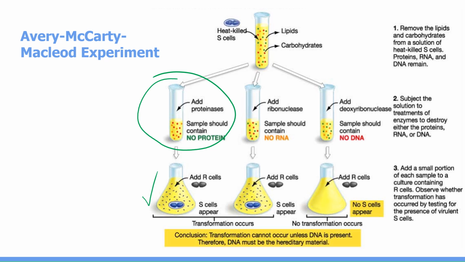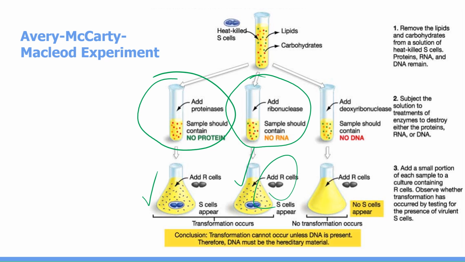Let's see what happens with the second one. In the second sample, the scientists add ribonuclease, which eliminates RNA. So no RNA should be in that solution. The R cells are added and boom, transformation occurred. So again, the commonality is DNA is in both.